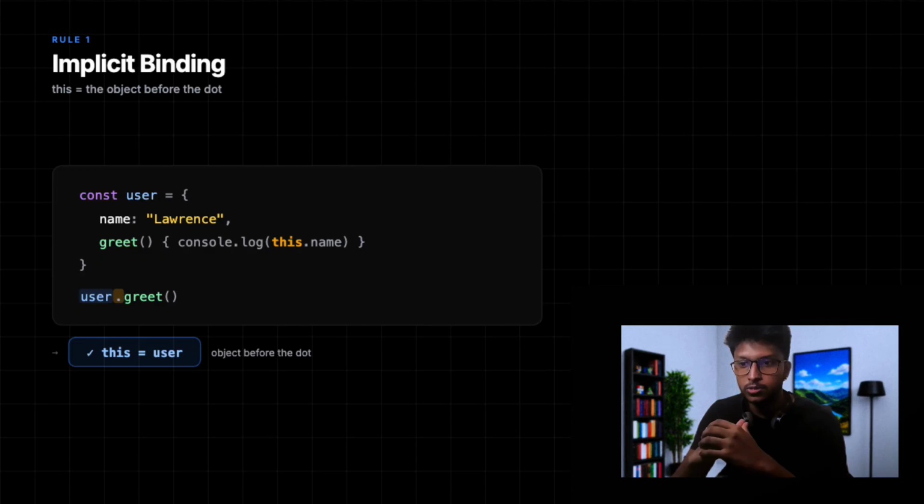The first rule is called implicit binding. This rule applies when you call a function using an object and a dot. In that case, this means that object. Look at this example. Here we are writing user.greet. Inside greet, this means the user object itself. That's why this.name is giving us Lawrence.